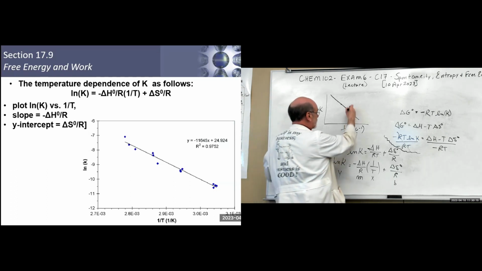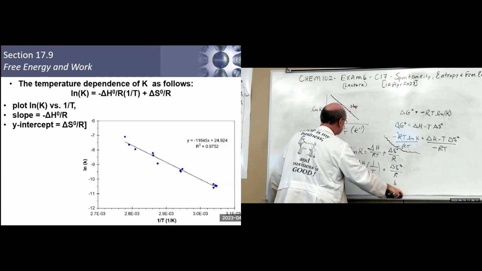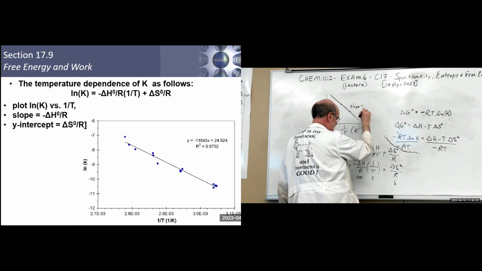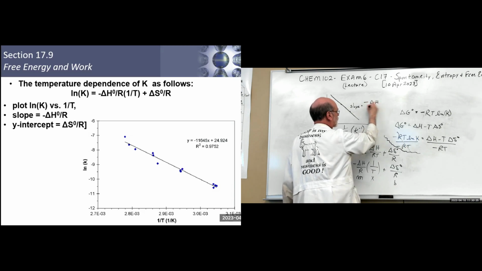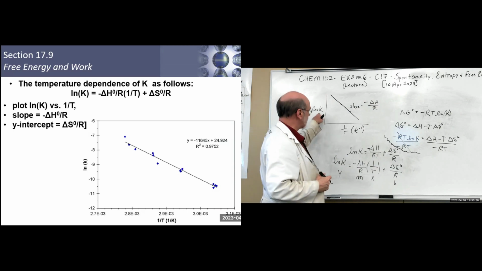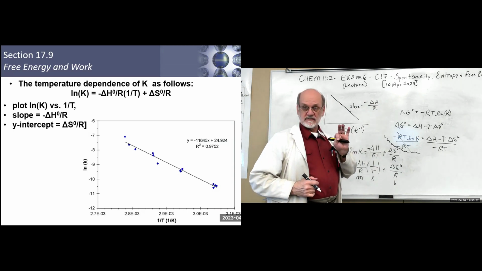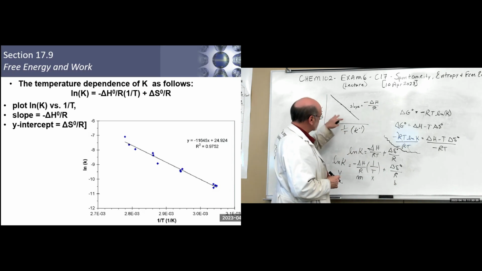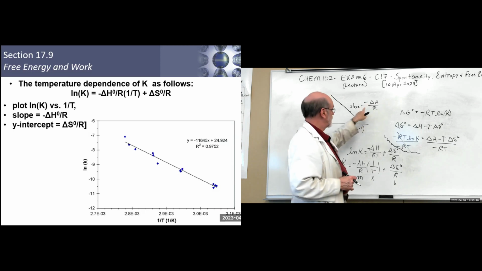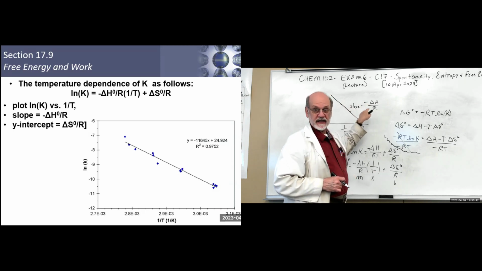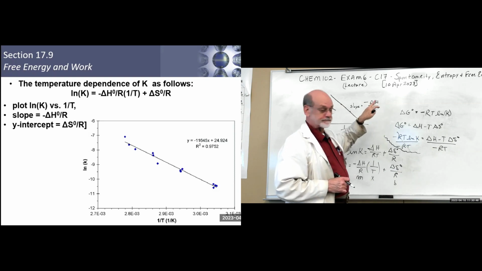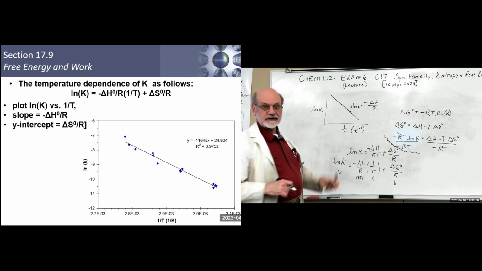And the slope of this line equals a negative delta H over R. So if we conduct an experiment where we determine K at different temperatures, then we plot the data, we can determine the enthalpy of the reaction by determining the slope and plugging it into this formula and solving for that one, because that's a constant. Okay, that gives us the delta H.